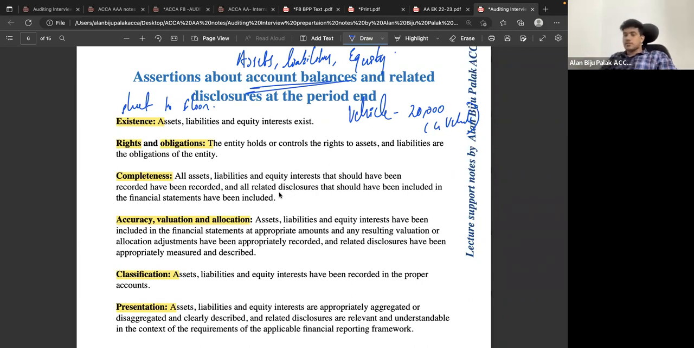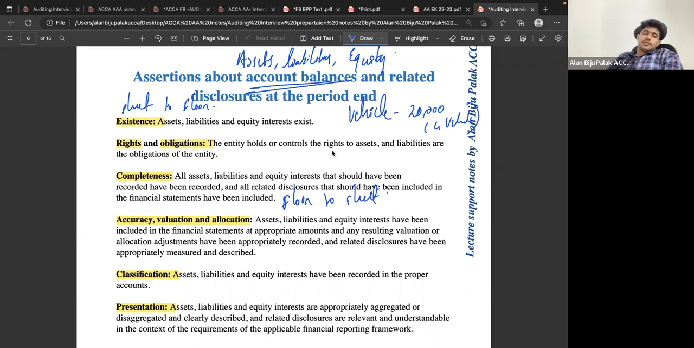We need to confirm whether all the vehicles are completely recorded. How can we do that? Floor to sheet. Yes, we'll go for floor to sheet testing, whereby we will first do the physical count of the assets, and once after counting the assets physically, we will cross check that to the company's books, and we will confirm whether all the assets that physically exist in the company are actually included within the books, and if it is not included appropriately, it proves that the completeness is not fair.